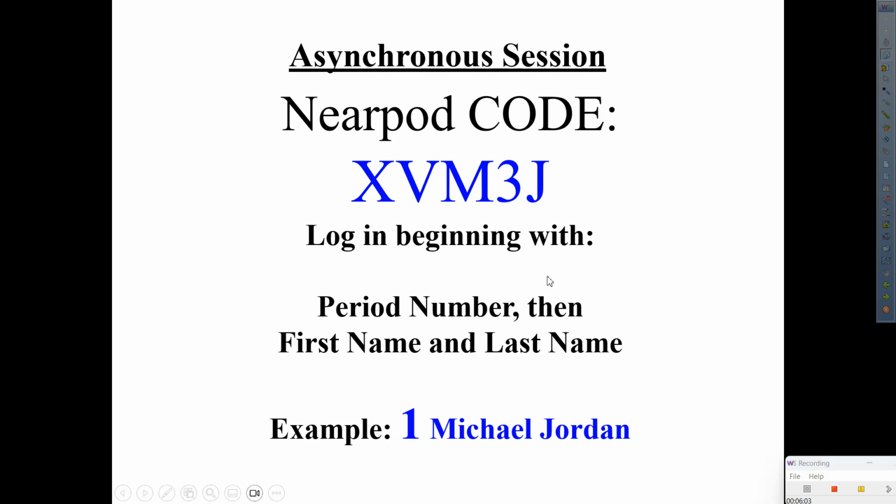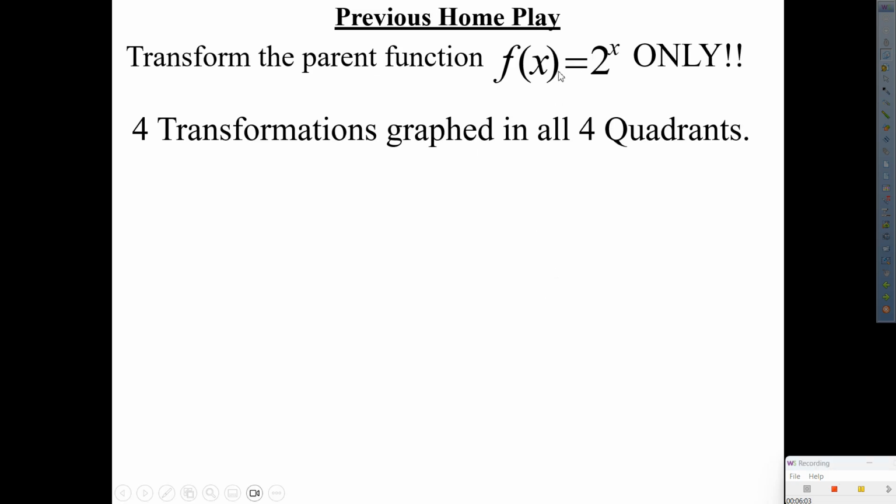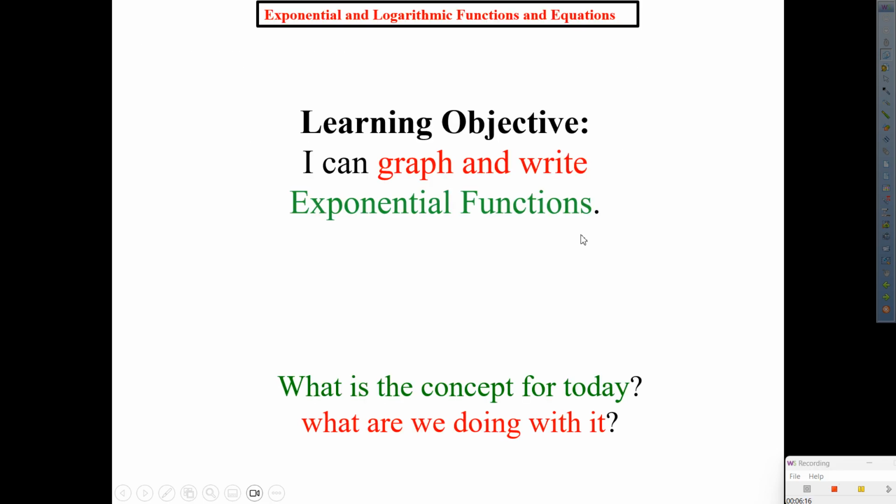All right. So, last night, you should have transformed the parent function f of x, base 2 of x, to 4 different quadrants. So, show your neighbor what you did really quick. And then get a Cornell note. All right, here we go. Graph and write exponential functions. I can graph and write exponential functions.